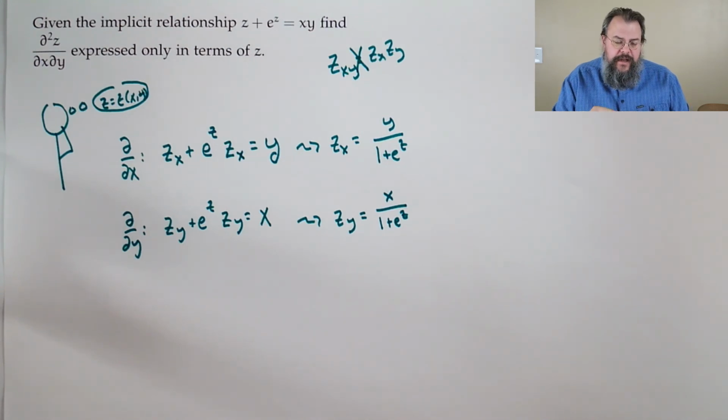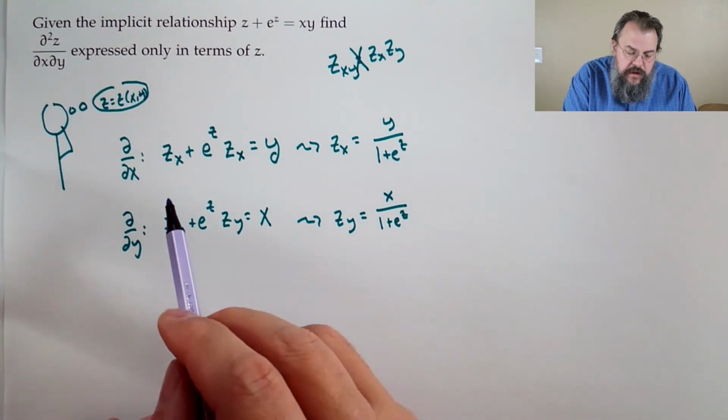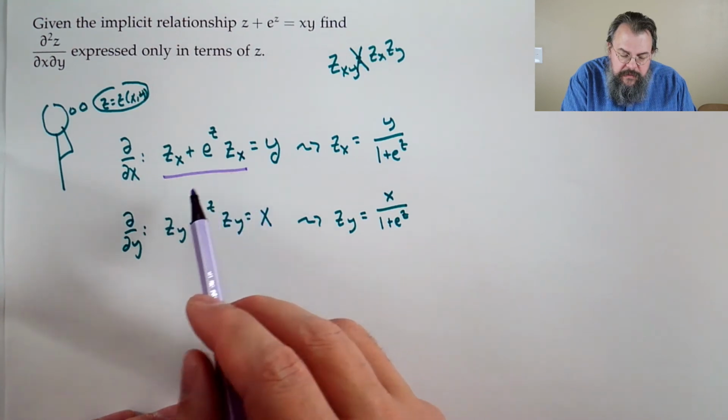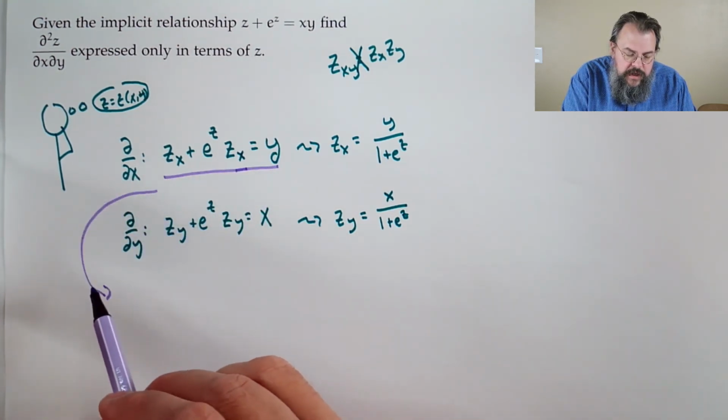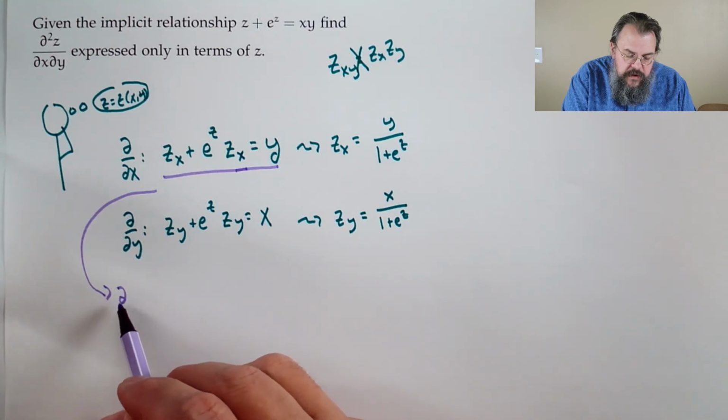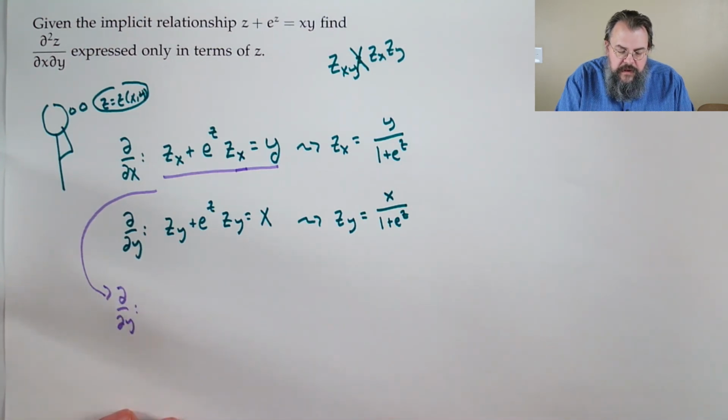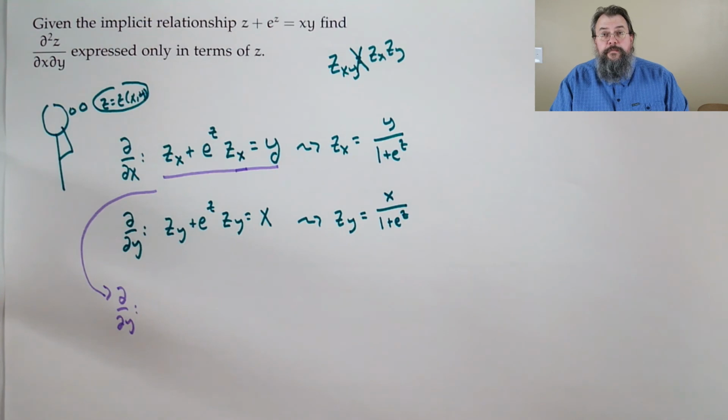So that's where we come back and say, the other thing to do is just to say, look, let's start with one of these expressions. Doesn't matter which one. I'll start with this expression and the whole thing. And now we're going to take the derivative of this with respect to y. So I'm going to take the derivative of both sides with respect to y.